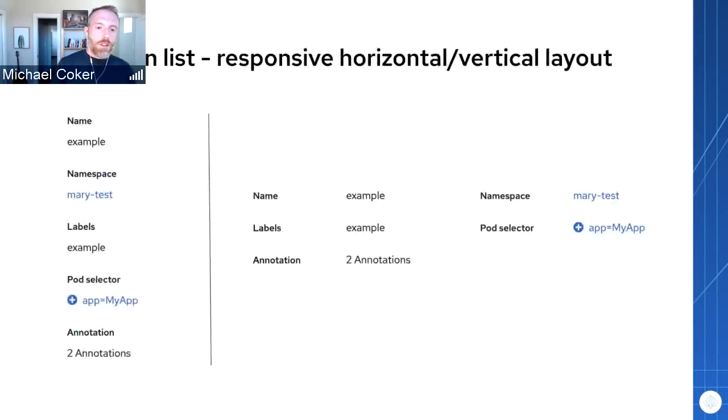Also with the description list, similar to the drop-down update I mentioned, where you can switch between left and right alignment at different breakpoints. Now you can switch between horizontal and vertical layout of your term and definition or description in the description list at different breakpoints. And so on a small screen, you can have vertical, medium screen, horizontal, large screen, vertical, extra large screen, horizontal.